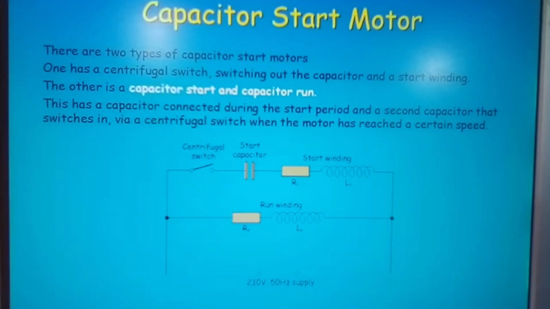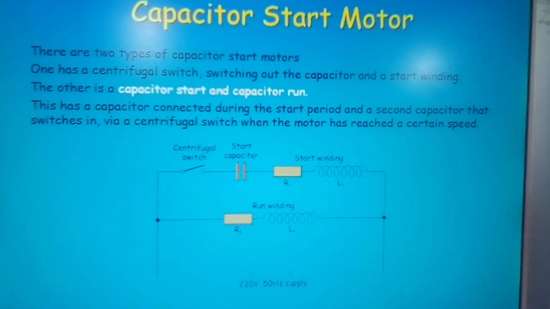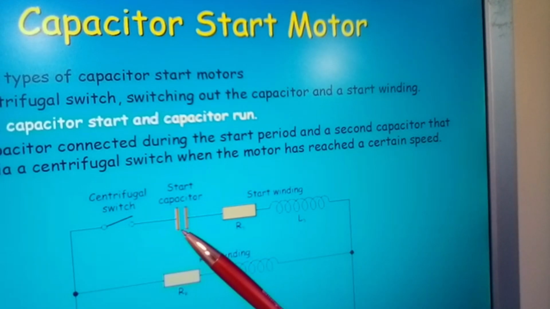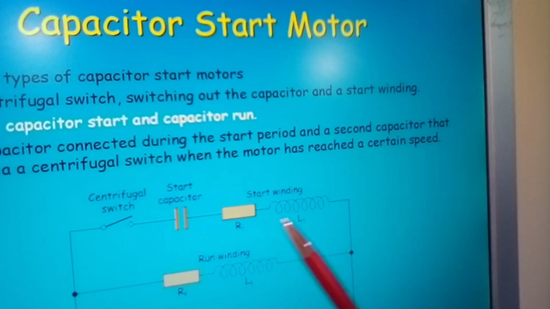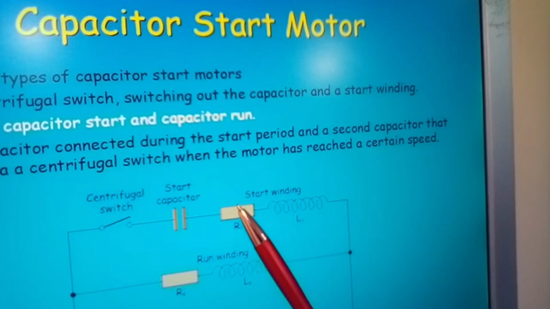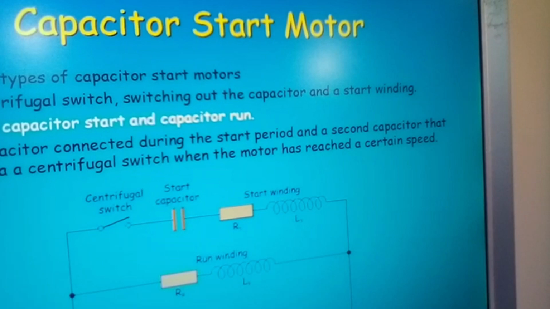And again here you have your capacitor start motor. And again here you have your capacitor in series with your resistor. Your start winding creates a kind of inductance in regards to these components.